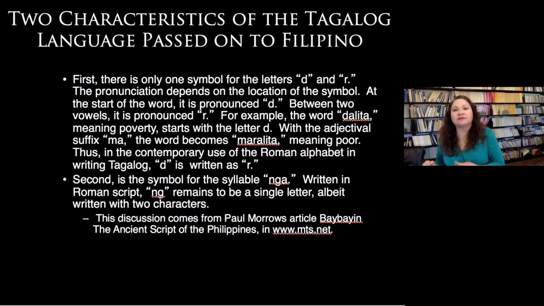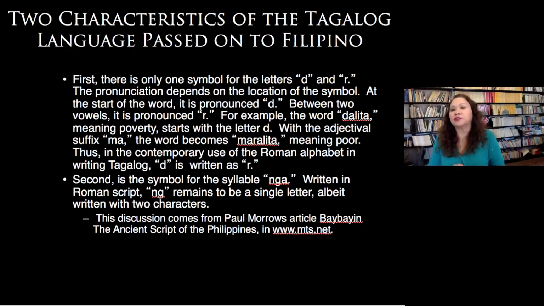Okay, so what are the two characteristics of the Tagalog language as identified in the script as passed on to Filipino? First, there's only one symbol for the letters D and R, as well as other letters. What does it mean? The pronunciation depends on the location of the symbol. At the start of the word, it is pronounced D. Between two vowels, it is pronounced R.